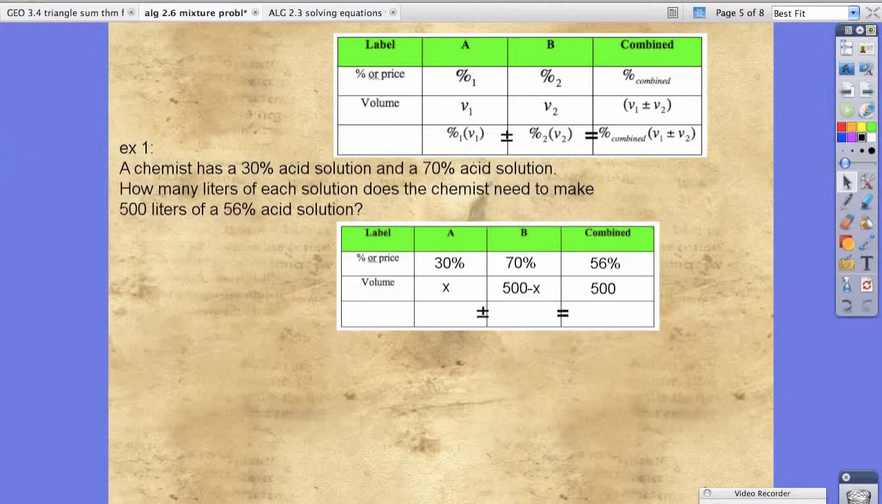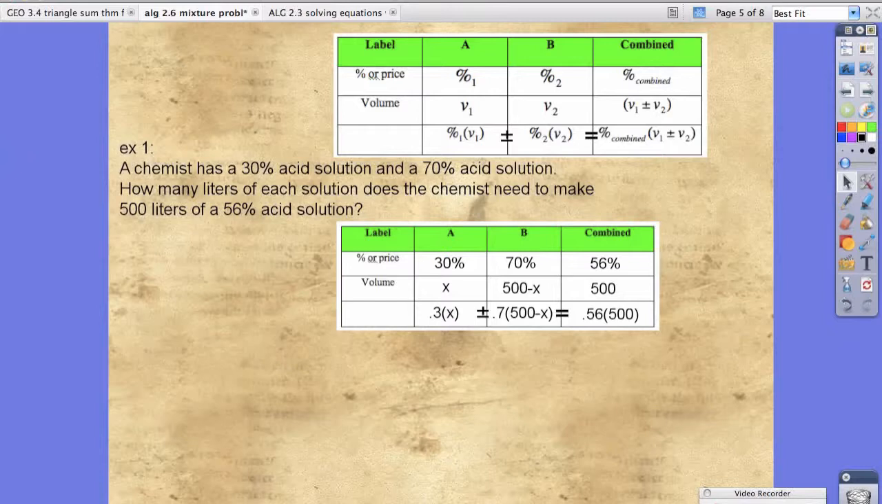So to come up with the equation portion of our row, we're going to multiply 30% times x. But keep in mind, we cannot leave this 30% as a percent. We actually have to convert it to a decimal. And we do that by dividing by 100 or moving the decimal place 2 places to the left. So 30% times x is 3/10 x. 70% times the quantity 500 minus x turns out like this. And 56% times 500 becomes 56 hundredths times 500.